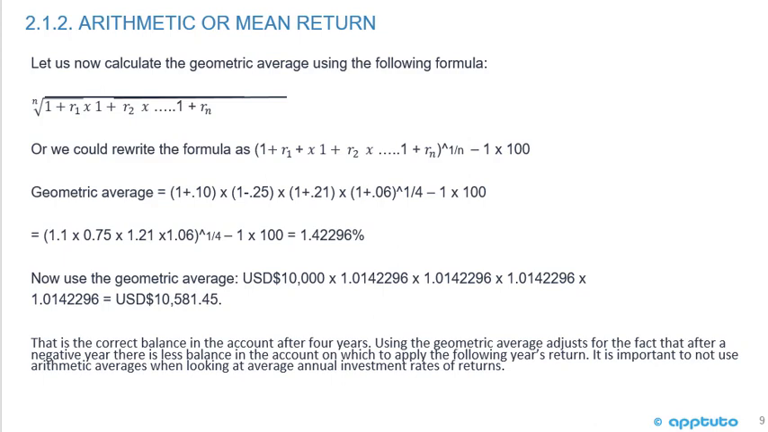1.42296%. So now if we use the geometric average and just do that simple exercise of 10,000 times 1.0142296, 4 times, you'd get 10,581.45. And that is the correct balance in the account after 4 years. Using the geometric average adjusts for the fact that after a negative year, there's less balance in the account on which to apply the following year's return. So it's important not to use arithmetic averages when looking at average annual investment rates of return. I think we've shown you 2 nice examples that consolidate that fact.